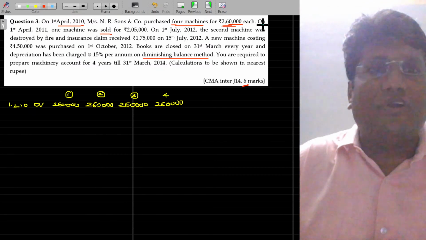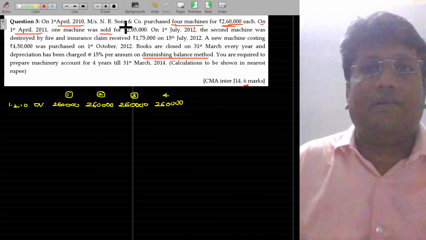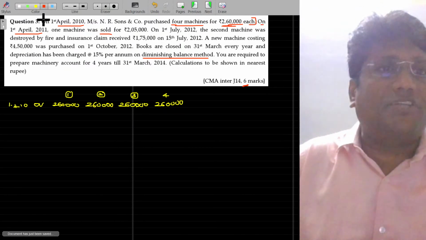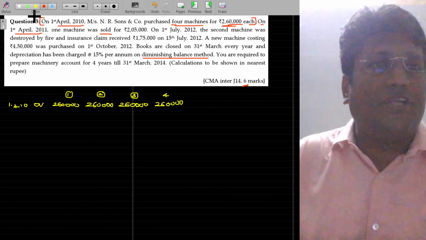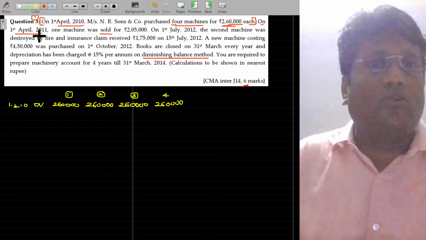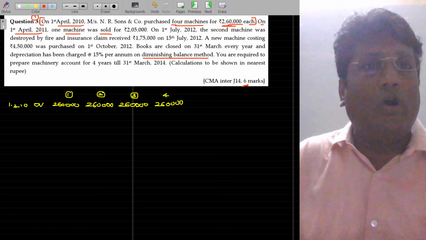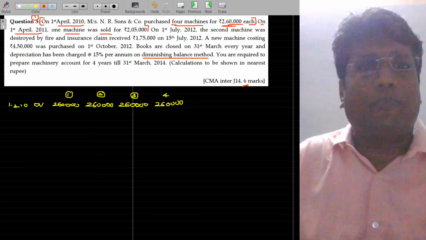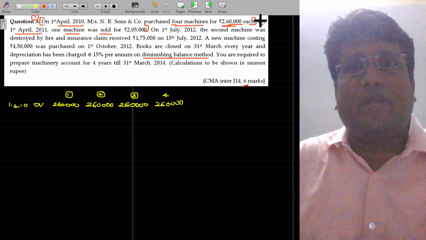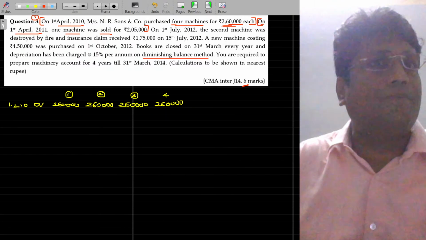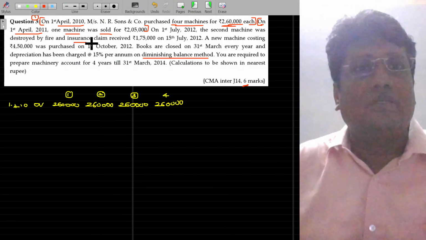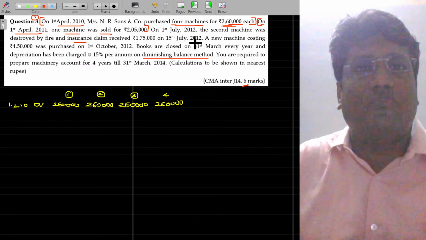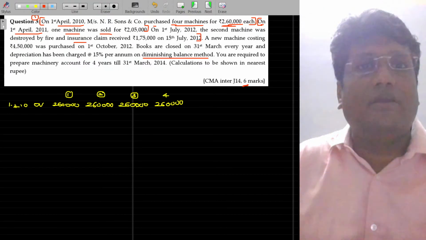And on 1st April 2011, this is the next year. So with that, the first year is over, and for the first year you have to provide the depreciation. On 1st April 2011, the next year, on day 1 itself, one machine was sold for rupees 2,05,000. Out of the 4 assets, 1 asset seems to be unfit, so it was sold. This is the second year adjustment. On 1st July 2012, the second machine was destroyed by fire, and the insurance claim of 1,75,000 was received on 15th July 2012. This will be the third year information.